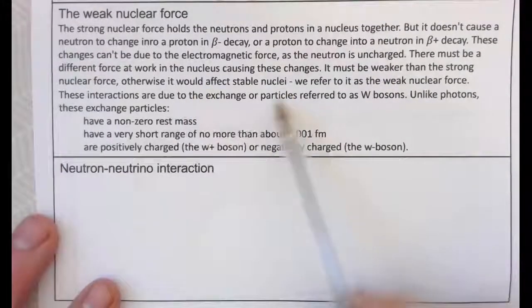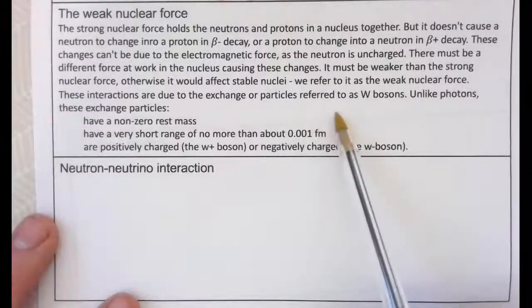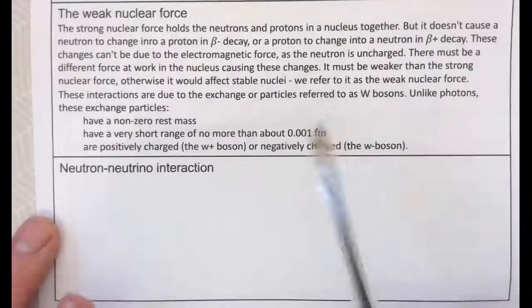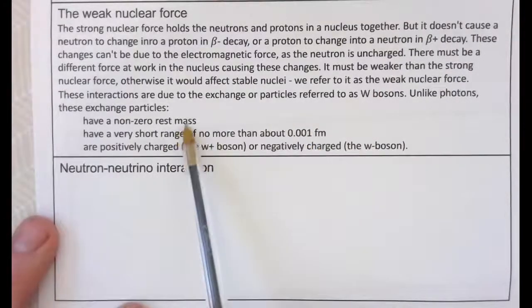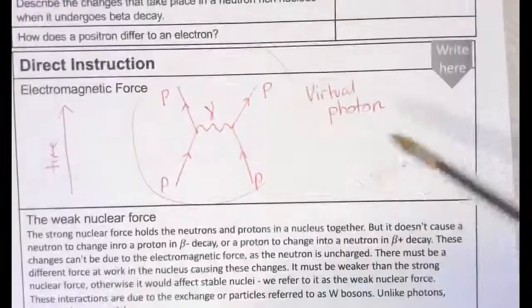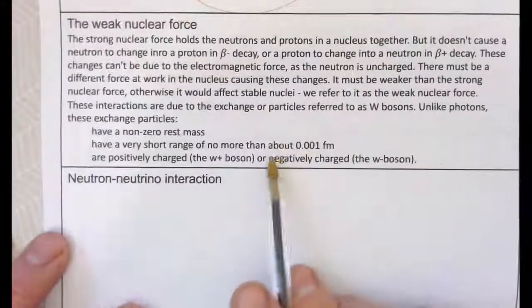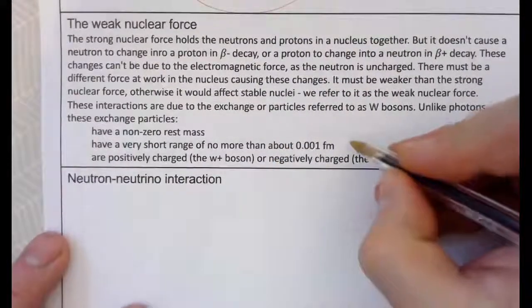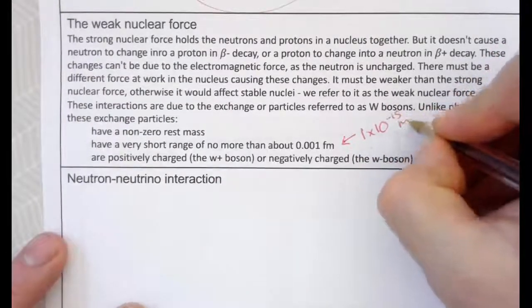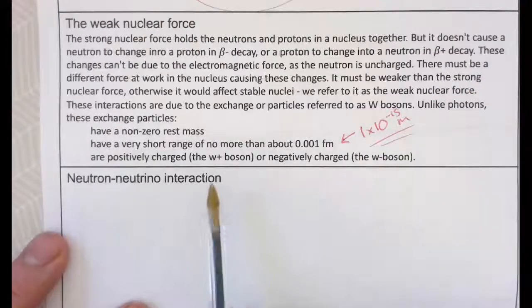We believe that the exchange particles are things called W bosons. Again, we don't need to know loads and loads about this, we just need to know that their existence explains what we see. We also need to know that they have a non-zero rest mass. So they do have a mass of something, whereas our virtual photon has zero mass. They have a really short range, so 0.001 femtometers, and as we remember, 1 femtometer is 1 times 10 to the negative 15 meters. They can be positively or negatively charged.